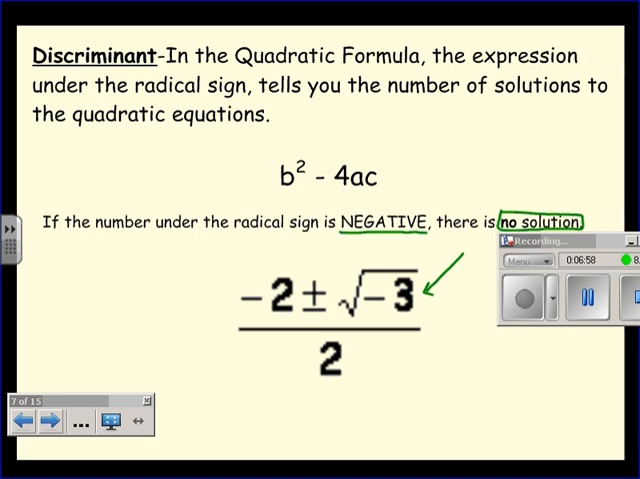So if you want to know if there's no solution of a quadratic equation, the only thing you really need to do is put it into this formula right here. And if you get a negative answer, you'll know that that's supposed to be a negative number under the radical. Therefore, there's no solution.